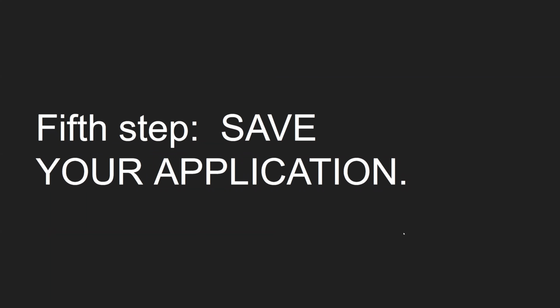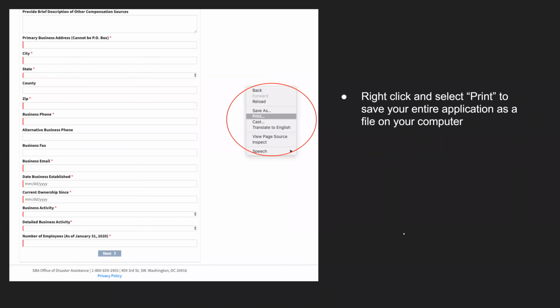Fifth step, before you hit submit, we recommend that you save a copy of your application for your reference in the future. This can be done by simply right-clicking on the screen at the preview section of the application prior to hitting submit. You right-click and you select print, and you save the entire application as a file on your computer to reference to later.